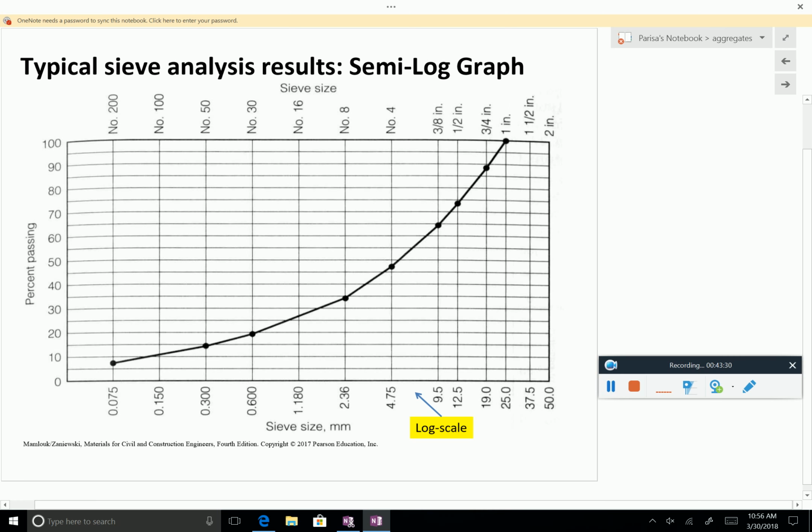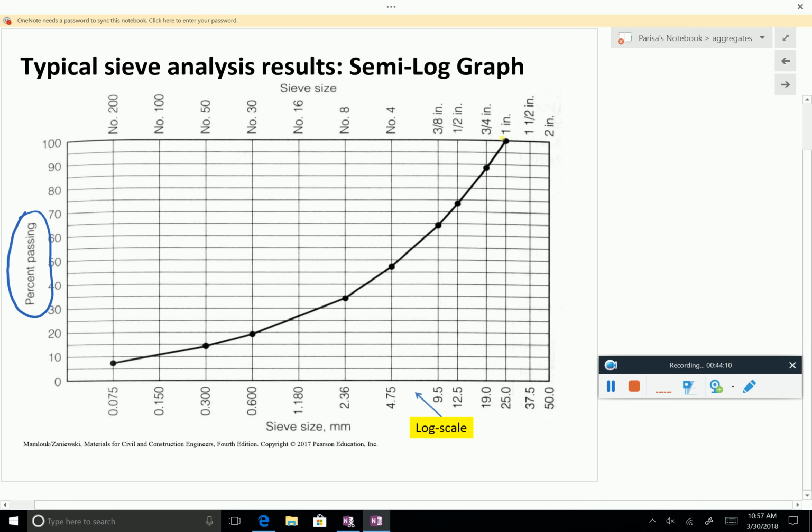And you may have seen this before also. Have you done the gradation curve also? Maybe in soil mechanics, depending on if you are taking it. But it's very simple. On the x-axis, you have the sieve size. It can be in millimeter or inch or sieve number, and it is logarithmic. And on the y-axis, you have a linear scale, and this is percent passing. That's the only thing you need to be careful about. It's not percent retained, right?